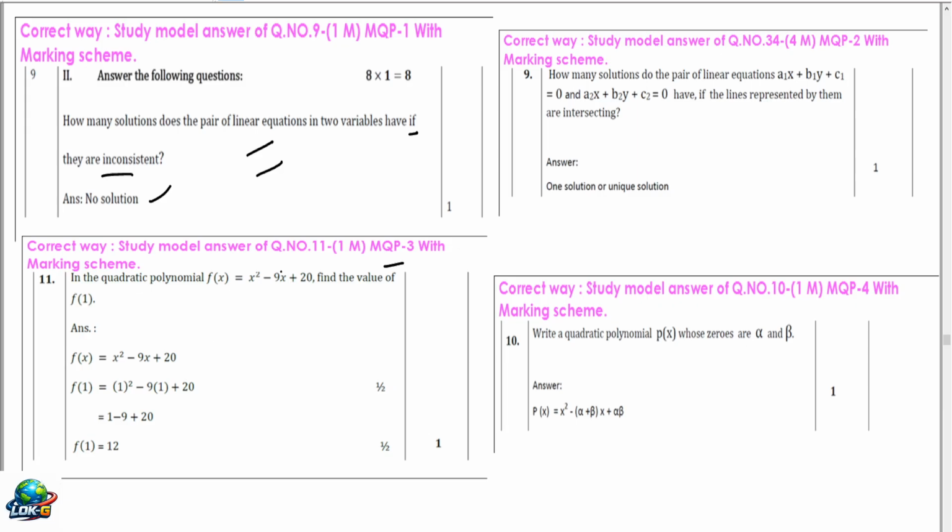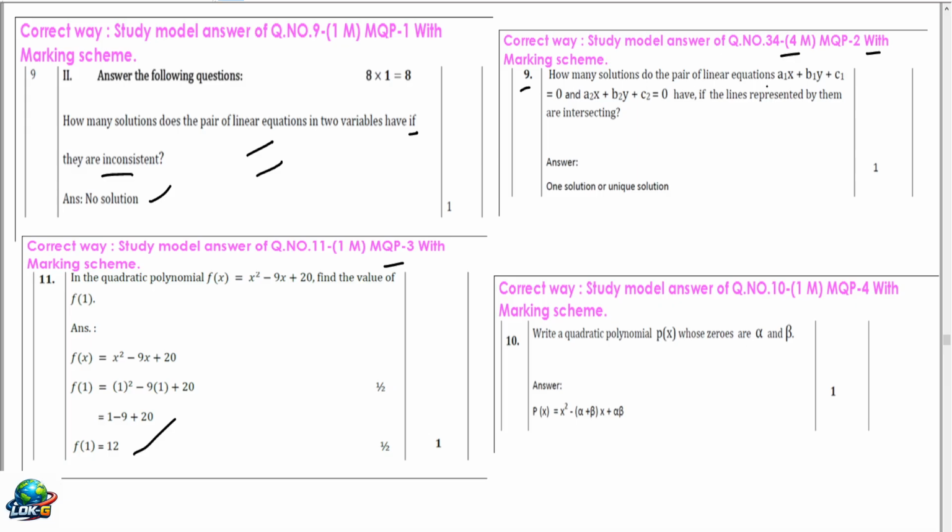Then model question number 3, 11th question. If the quadratic polynomial is x square minus 9x plus 20, find the value of f of 1. Put x is equal to 1 here: 1 square minus 9 into 1 plus 20. You get 1 minus 9 is minus 8, 20 minus 8 is 12. Some questions from polynomials are also mixed here. Okay. Then 2 mark question.